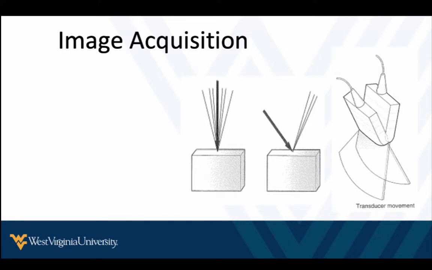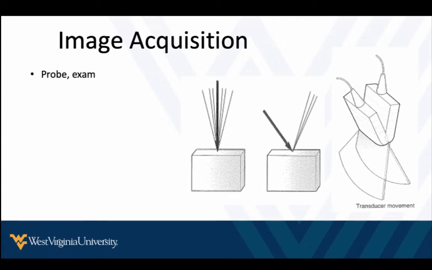So when we're acquiring images, there's a few tips. We want to try to be as perpendicular to the structures of interest as we can. That way more of the sound energy strikes the object and then comes straight back to our transducer so we can get good images. If we're at an angle, then some of those sound waves are going to bounce off and never come back to our transducer, and that's going to degrade our image. So try to be perpendicular to our structures as best we can.